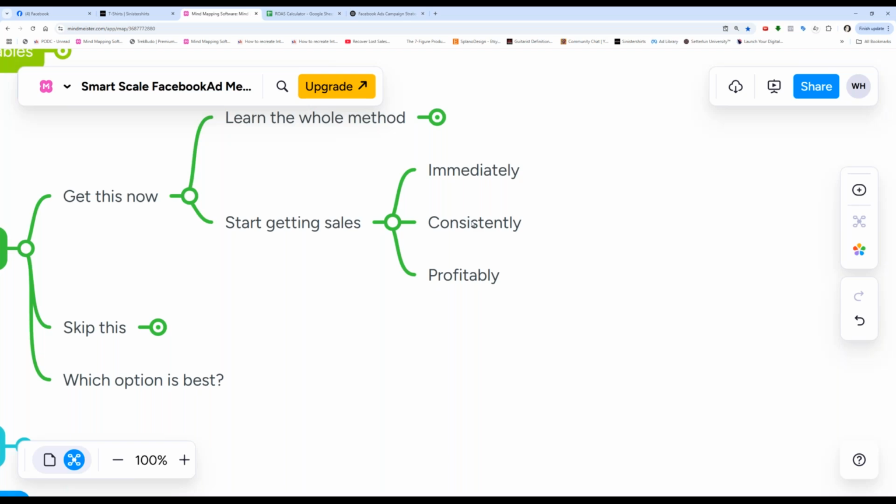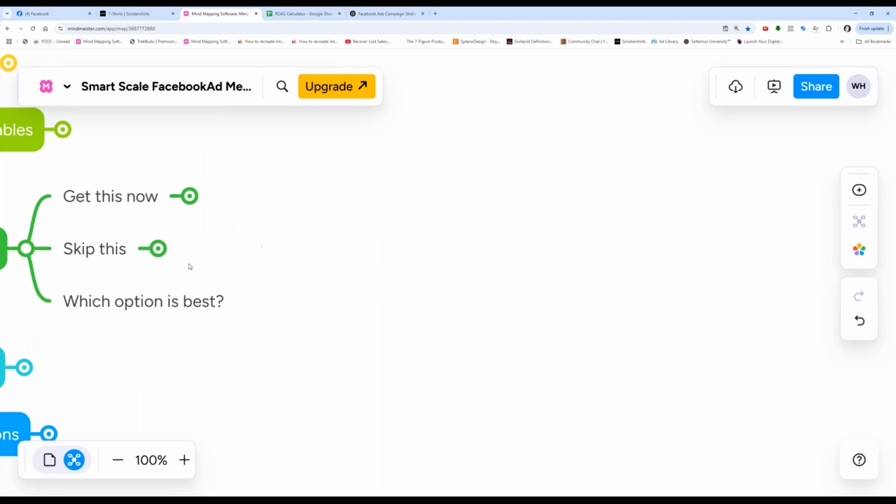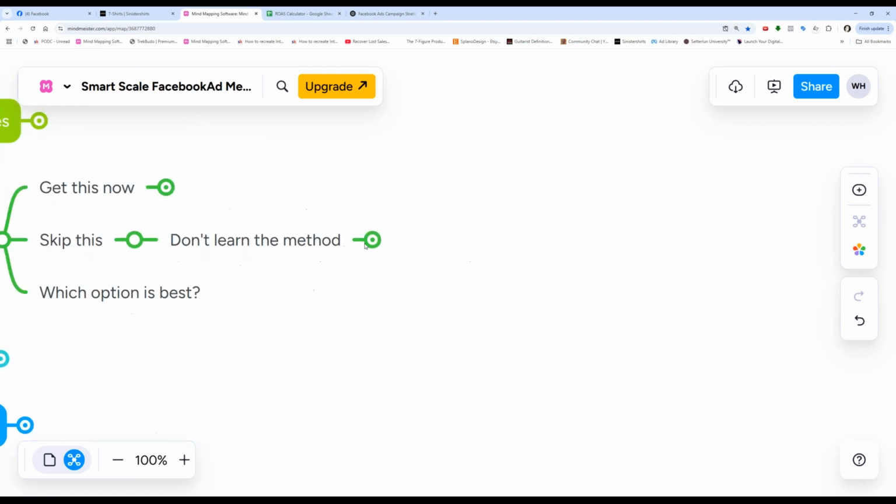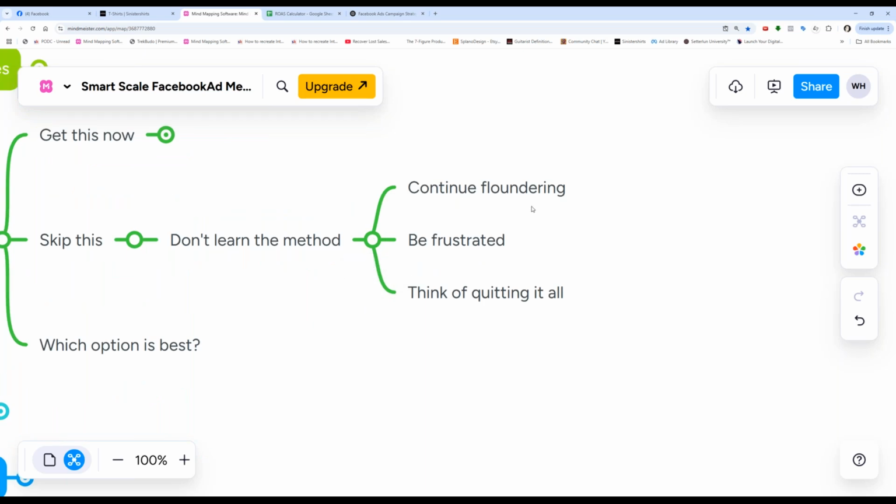The other testing method that I do is quicker. It's more condensed and it works on every product, not just the ones that you pick. So it's totally different. I can't really give the whole thing away without giving the whole thing away. So you can skip it too. So don't learn the method. Continue floundering if you're floundering. Be frustrated, thinking of quitting it all.